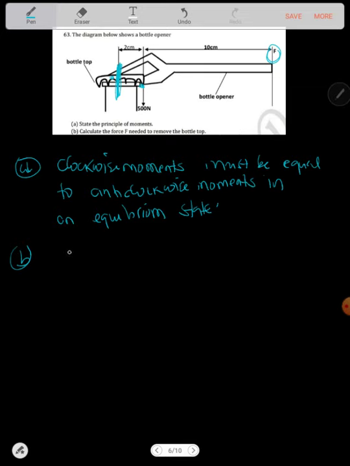So remember that F1 times distance 1 should be equal to F2 times distance 2. This is the principle of moments. Now F1 is 500 newtons times, then the distance 1 is this from the pivot, which is 2 centimeters. Then this F, we call it F2. The distance of this one from the pivot is 2 plus 10, which is 12 centimeters.